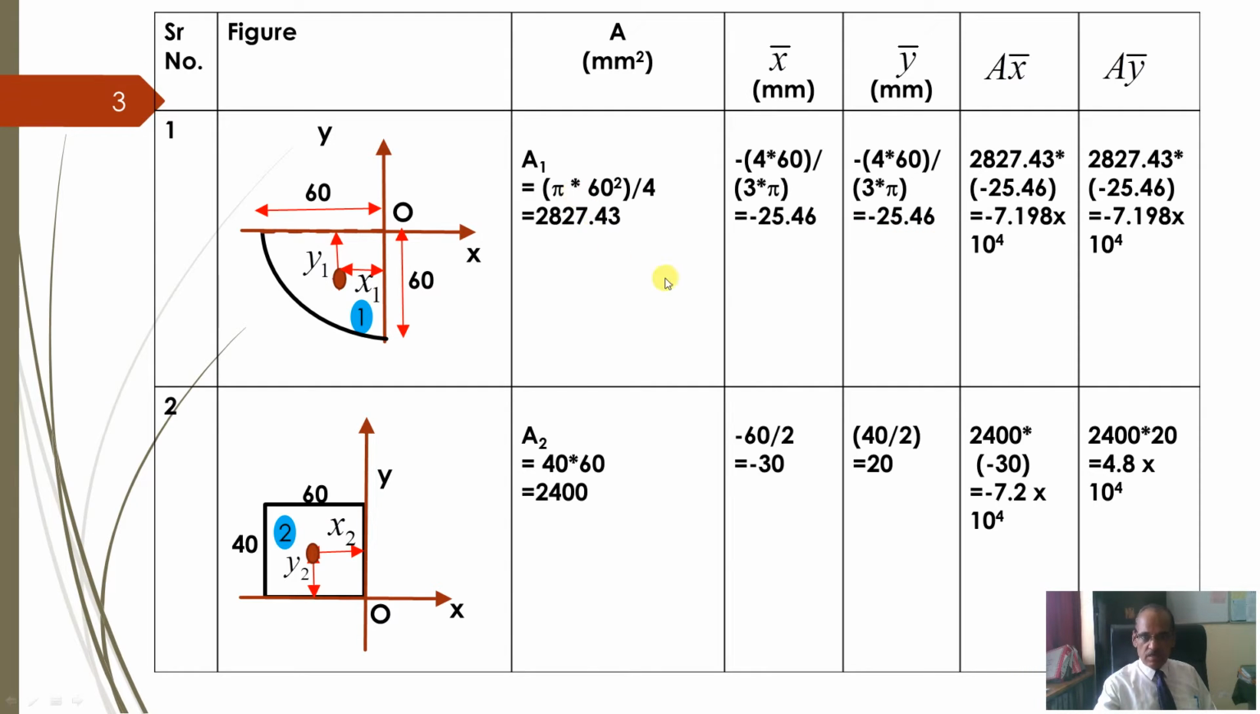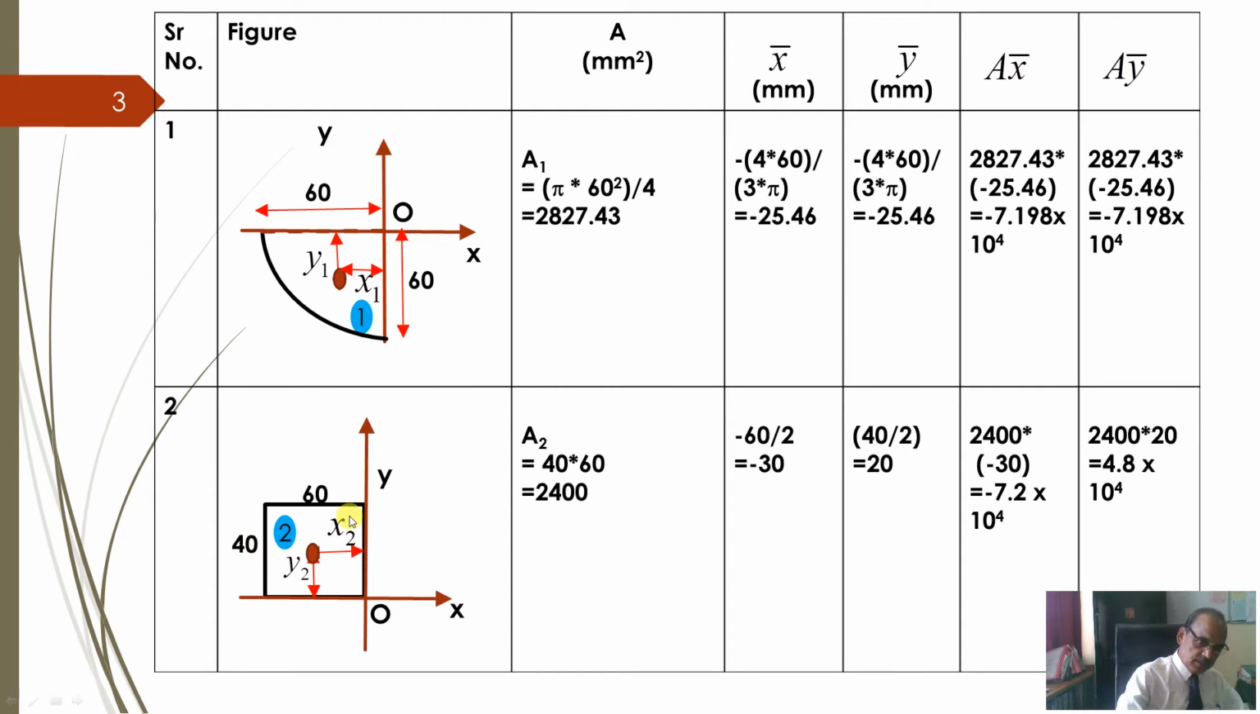Now you take a1 x1. What is the value? Because the x coordinate is negative, we will get a negative value, minus 7.198 into 10 raised to 4. And a1 y1 is also the same, minus 7.198 into 10 raised to 4. Both a1 x1 and a1 y1 are negative. Why? Because the x and y coordinates are negative, that's why this multiplication also will be negative.